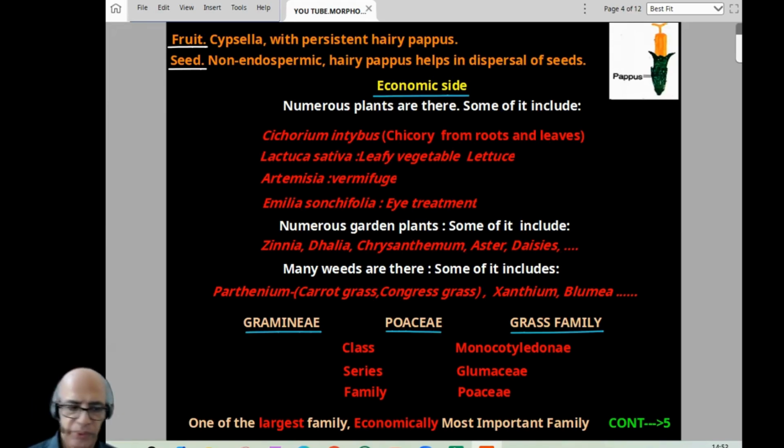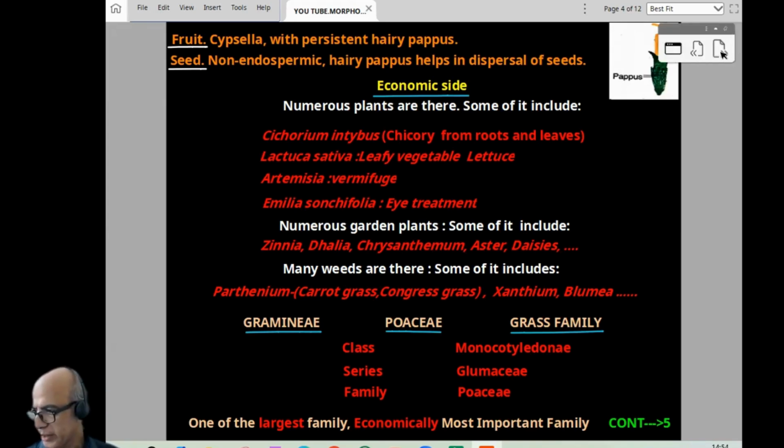That is regarding Composite. Now coming into the next family, Poaceae, another important large family. Poaceae is otherwise called Gramineae or the grass family, and the study of grasses comes under a branch called agrostology. Previous ICAR question, agriculture question: study of grasses, agrostology. Class Monocotyledonae, series Glumaceae, family Poaceae. Again, one of the largest families, with the highest position in the Bentham and Hooker system, that is Gramineae. Economically the most important family because most of the food items we consume come from this family. I will show it later.